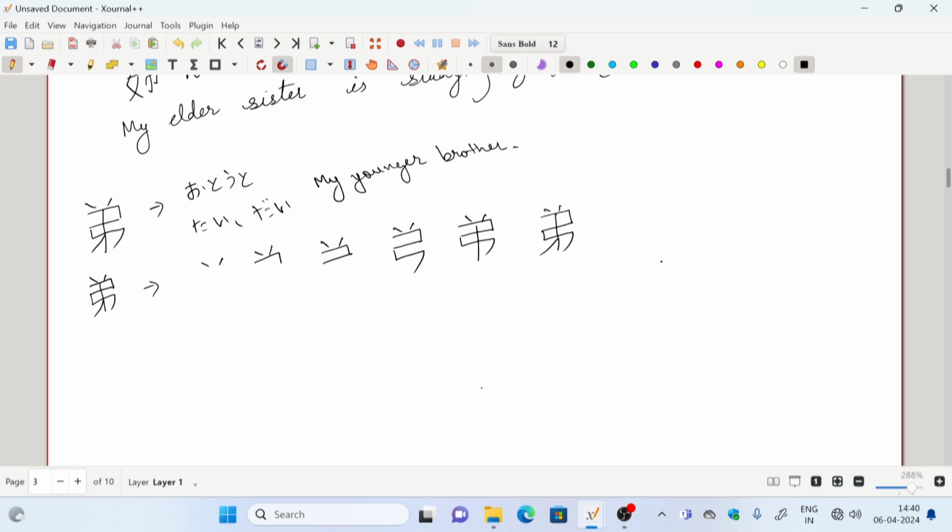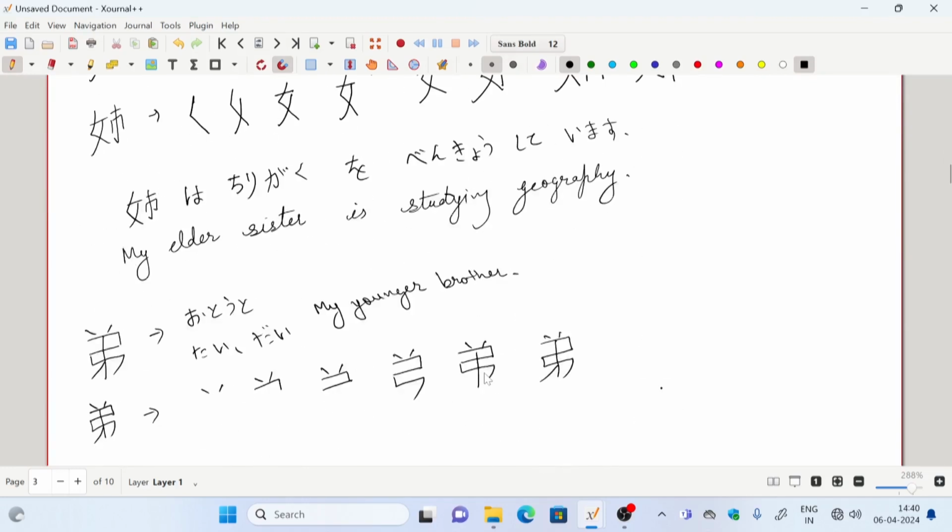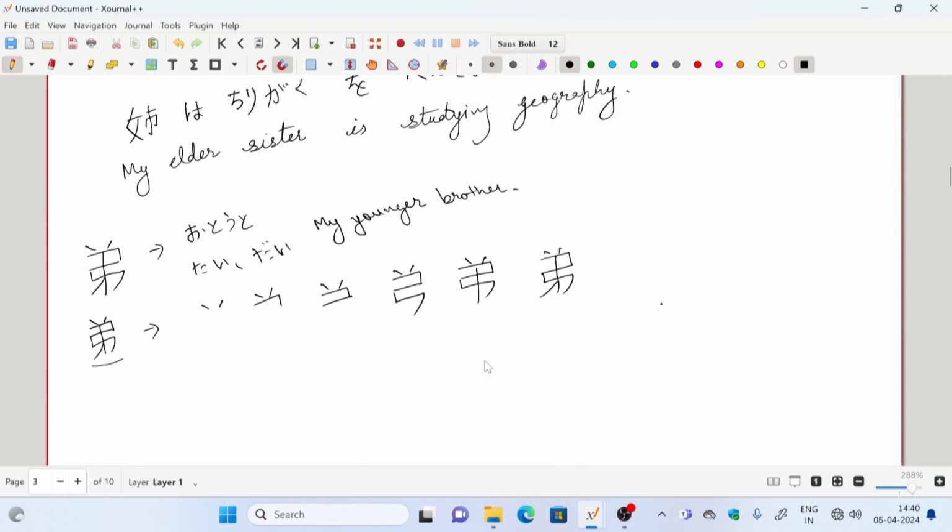Now we can also combine the kanji of ani and ototo to make a vocab which is called kyodai. If we write ani and ototo together, it will be kyodai and it would mean siblings.